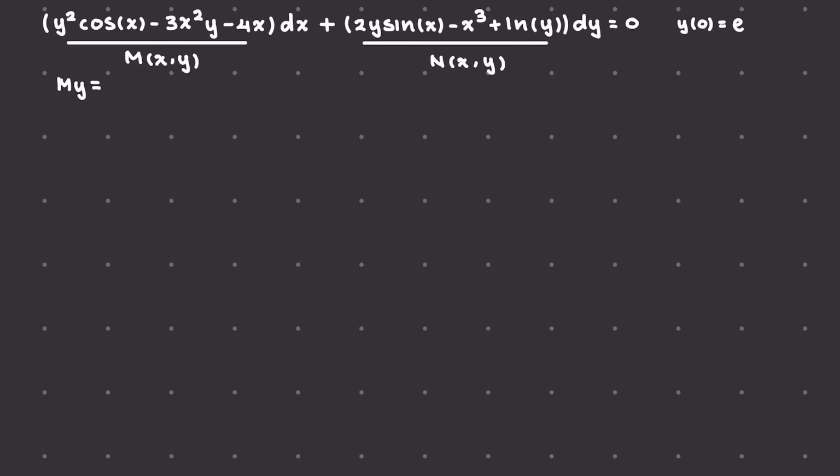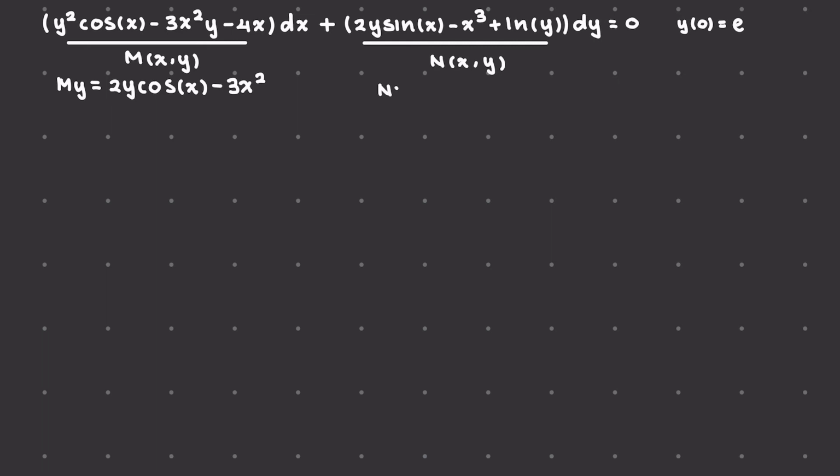And so M sub y equals 2y cosine of x minus, remember the x's are the constants here, 3x squared.